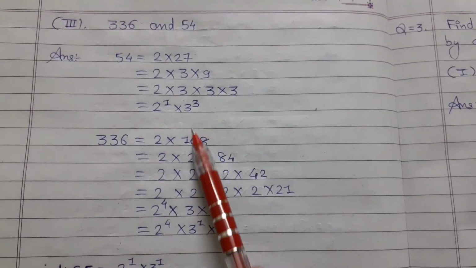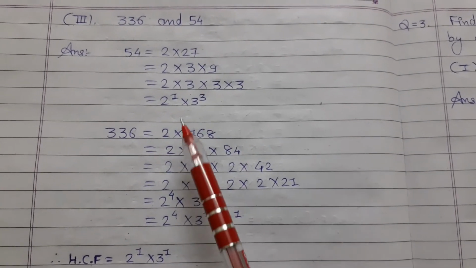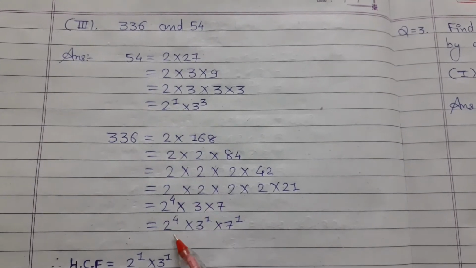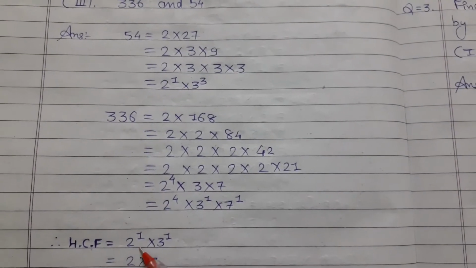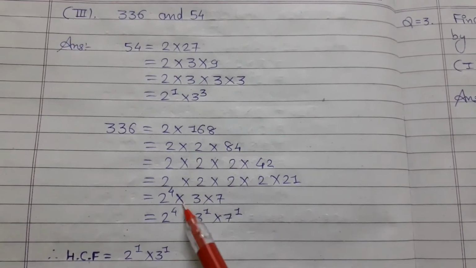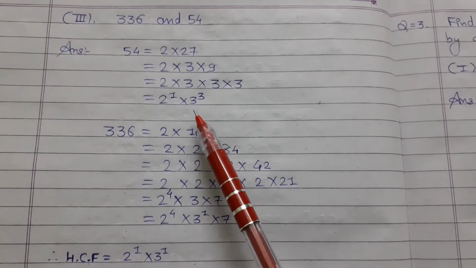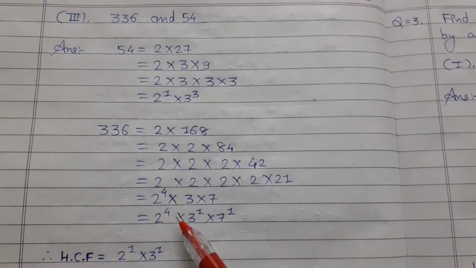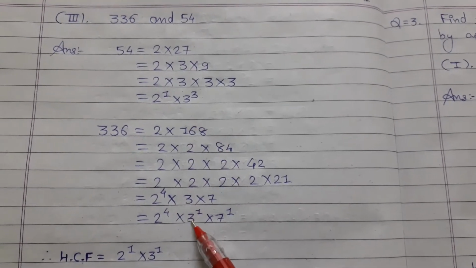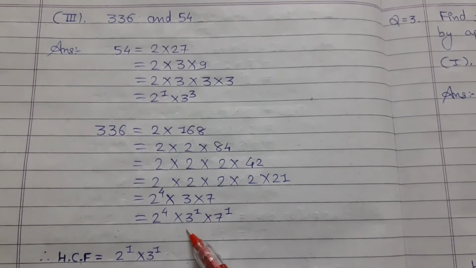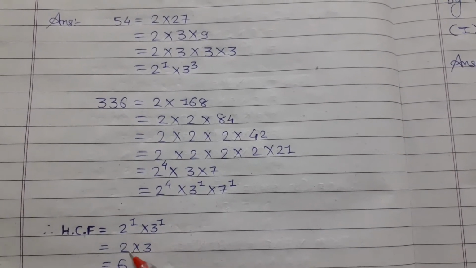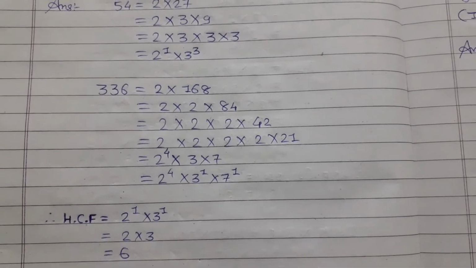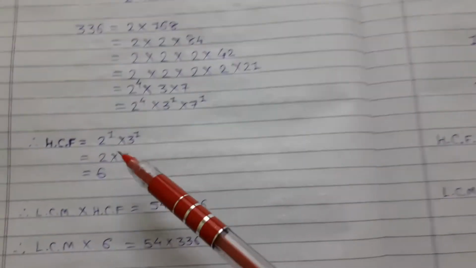In both the cases 2 and 3 are common. So for HCF we are taking the least power. Here 2 raised to 1 and 2 raised to 4. From both the cases 2 raised to 1 is the least power. So we are taking 2 raised to 1. From both the cases 3 is also common, so we will take the least power. Here 3 raised to 1 and 3 raised to 3. 3 raised to 1 is the least power, so we will take 3 raised to 1. 2 raised to 1 means 2. 3 raised to 1 means 3. 2 3s are 6. So we have found out the HCF.